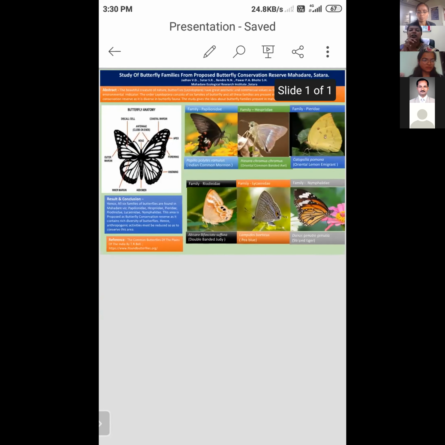And these butterflies I have seen in my conservation area. This presenter is a PhD student or MSc student? MSc student.